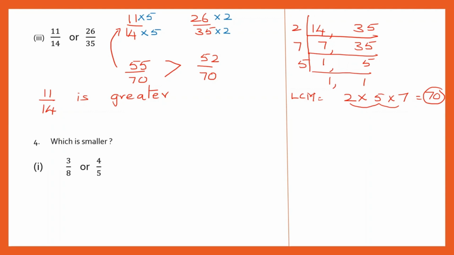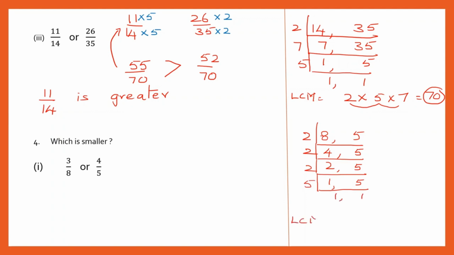This time we're going to see which is smaller. We follow the same method, finding the LCM of the denominators 8 and 5. 2 4s are 8. I bring down 5. 2 2s are 4. Bring down 5. 2 1s are 2. I bring down 5.